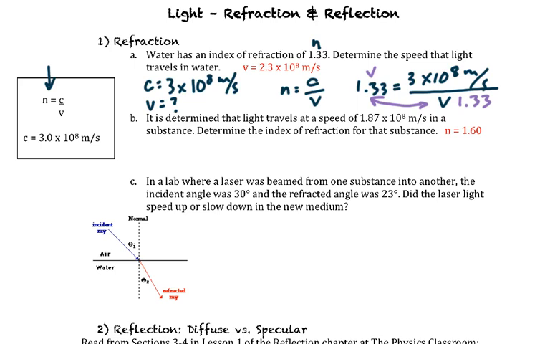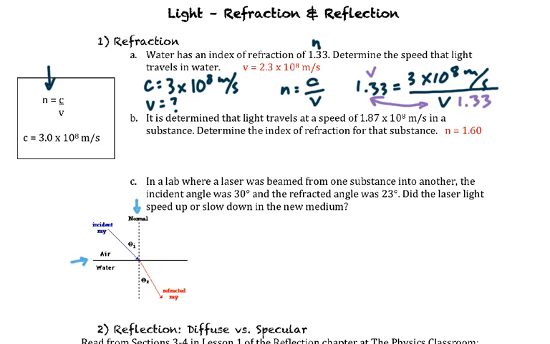Moving down to letter C, we have a laser that's going to go from air into water. So looking at our picture here, this line represents the barrier between the air and the water, and then you have the normal lines. Remember, the normal is just a line that's perpendicular to the surface. So it's an imaginary line, but it's where we're going to measure our angles from.